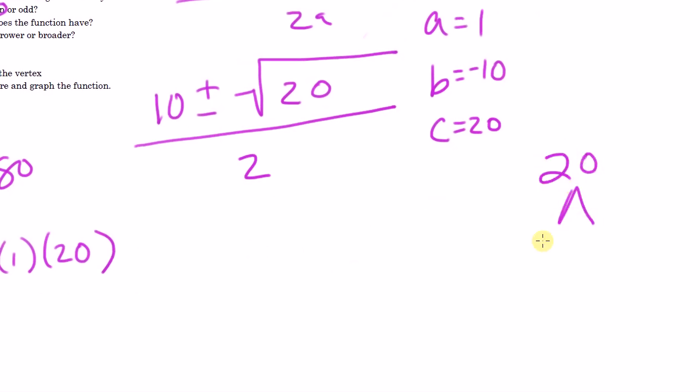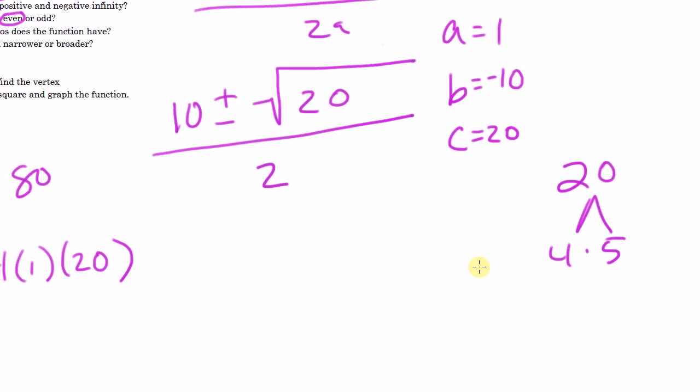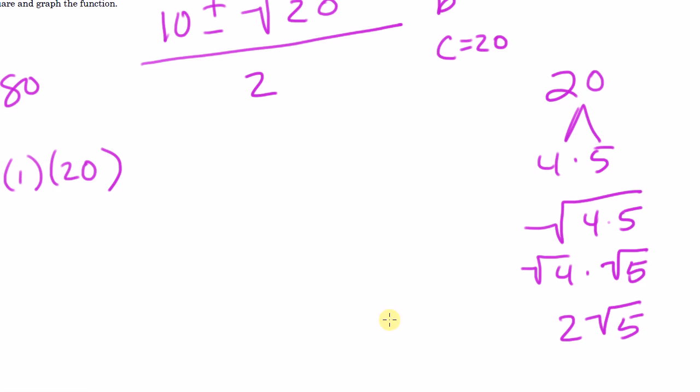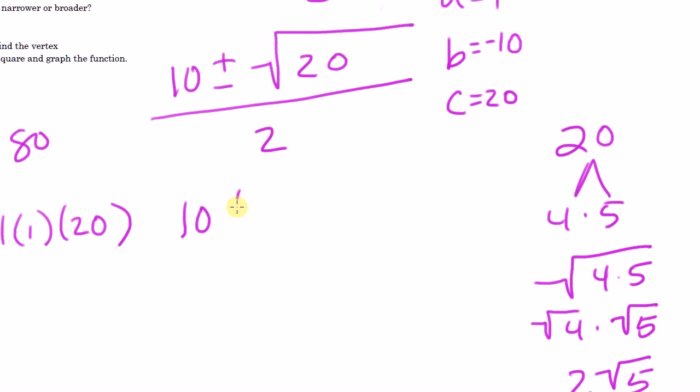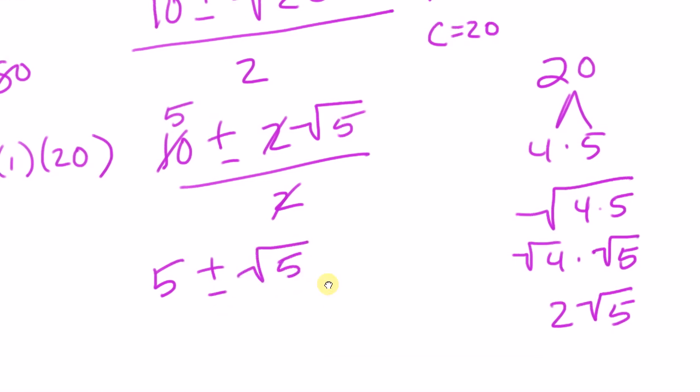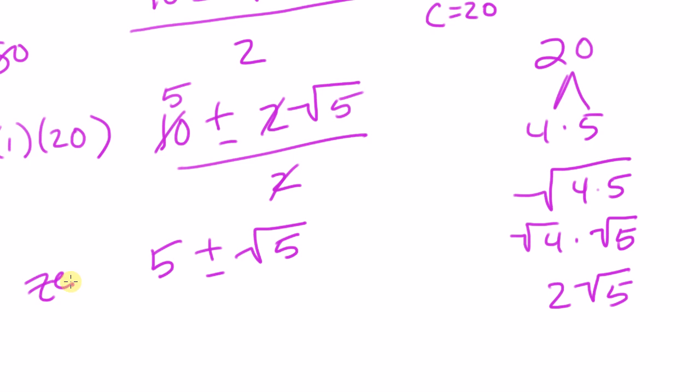And 20 can be factored as 4 times 5. So the square root of 4 times 5, we'll break that apart. That's the square root of 4 times the square root of 5. That's going to be 2 root 5. So we have 10 plus or minus 2 root 5 over 2. And then this is going to cancel, and half of 10 is 5. So we have 5 plus or minus the square root of 5. So there are my zeros.